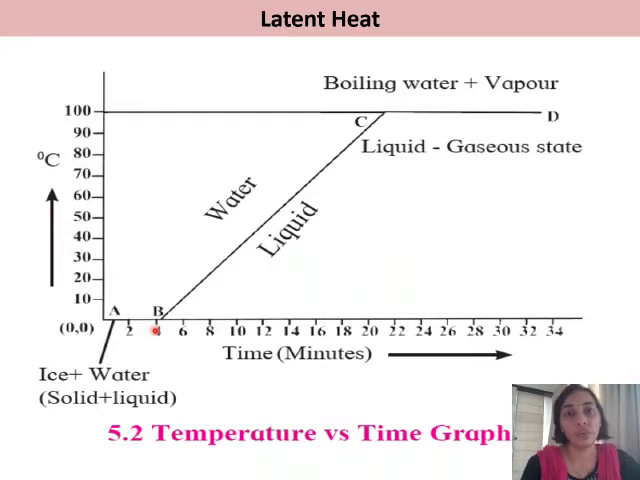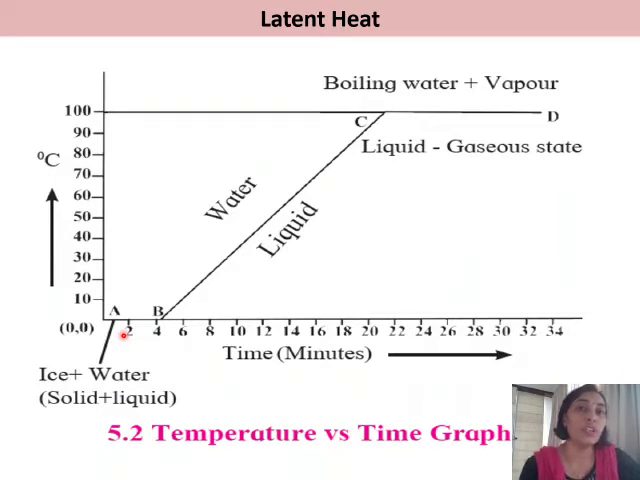So where is the heat going? The heat is being utilized to convert the solid into the liquid state. It is utilized to break the bonds in the solid so as to convert it into the liquid state. We know that in solids, the atoms and molecules are very, very closely packed.